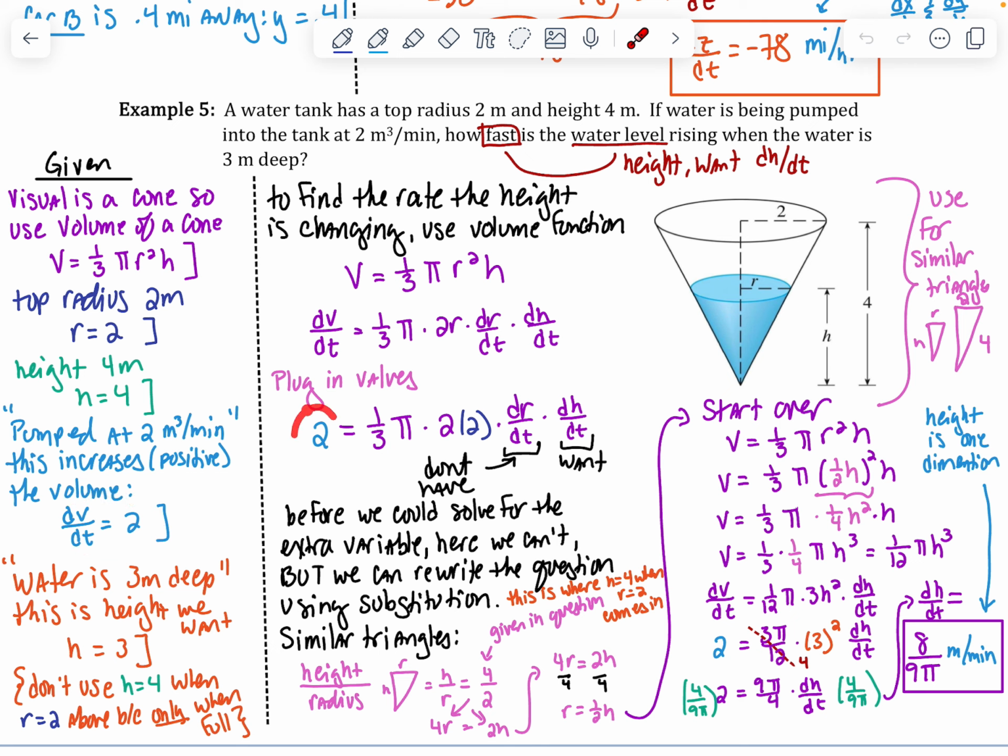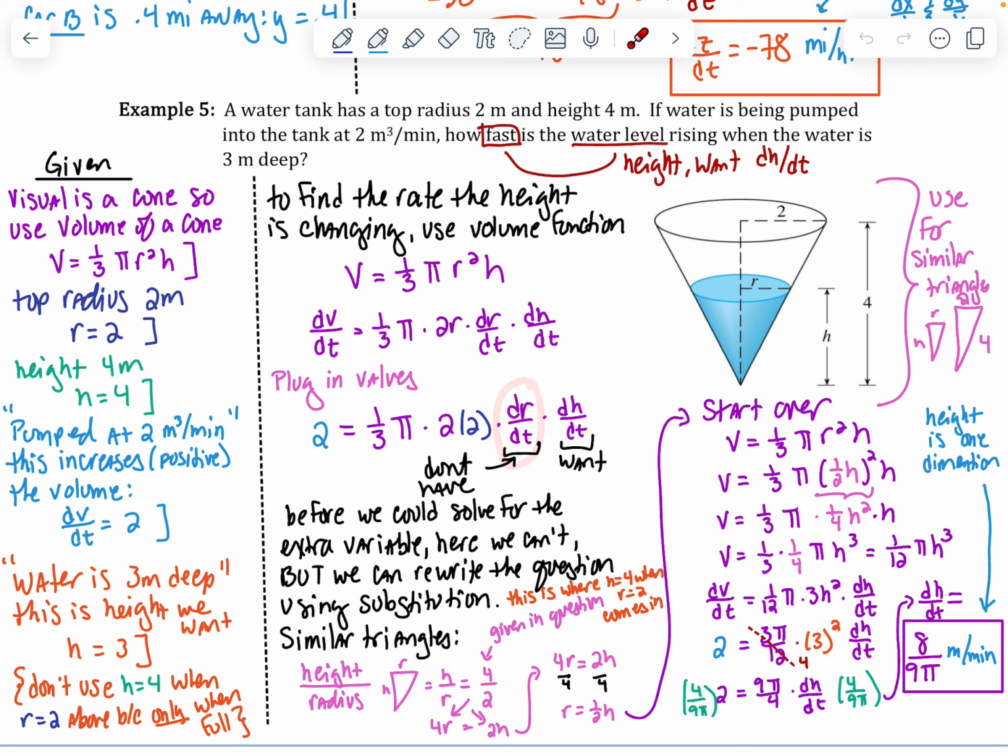So I plug in all the values. We stated that the rate the water is changing is 2, and we won't worry about the units. We said that 1/3 pi is a constant or coefficient, so it stays there. We're specifically interested in information we have right now, which is a radius is 2. dr/dt we don't have, and dh/dt is what we wanted.